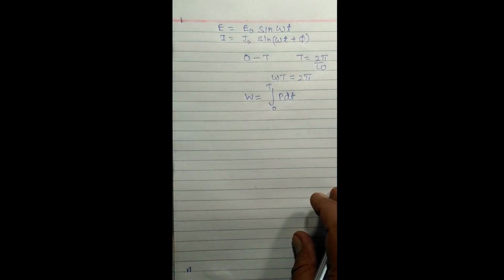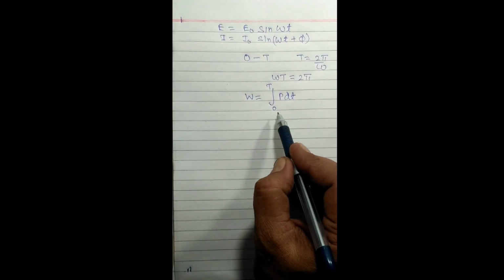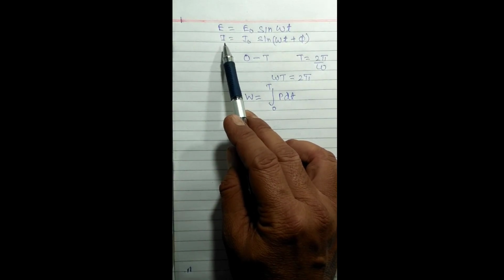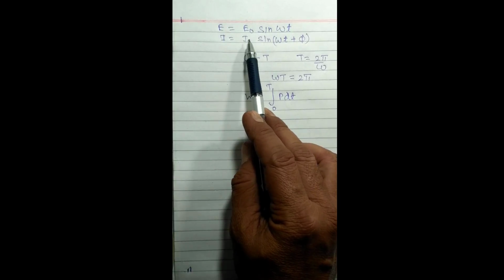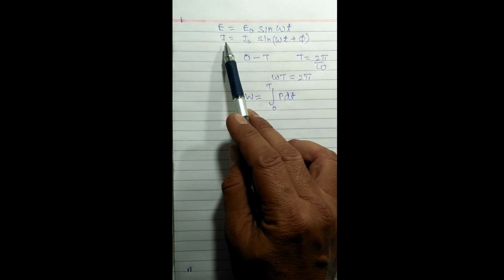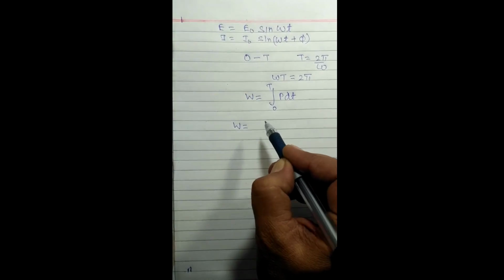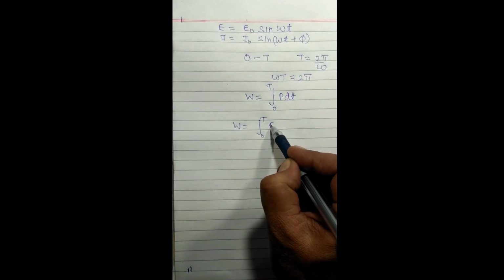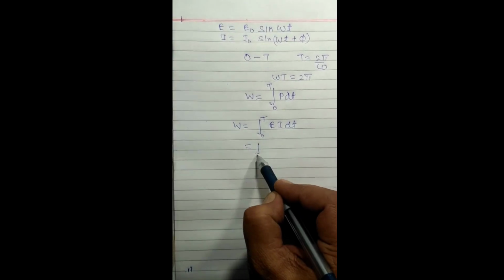Is that clear? Now here the power, as you know for a simple calculation, is a product of E and I, if this is a DC circuit. But here we have the AC circuit, therefore we have to replace this E and I with the equations. Now, work done is the integral from 0 to T of E, I and dt. Now here replace the values.